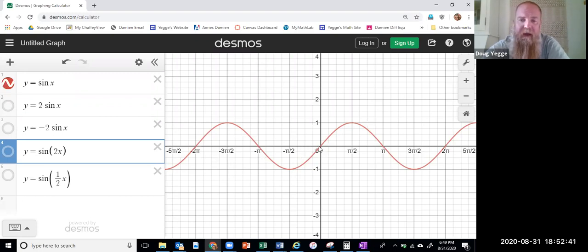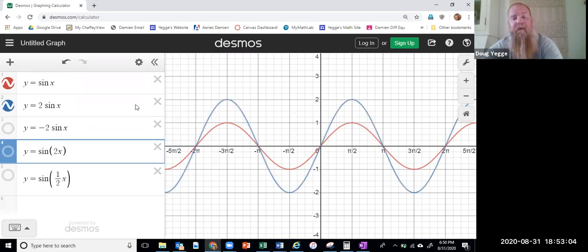So when I had an answer of 0, multiplying by 2 kept it 0. But if I multiply a y coordinate of 1 by 2, then that's going to stretch up to 2, while multiplying a y value of negative 1 by 2 stretches it down to negative 2. So you can see that by multiplying by a particular number, that's going to change what we refer to as the amplitude of this graph.